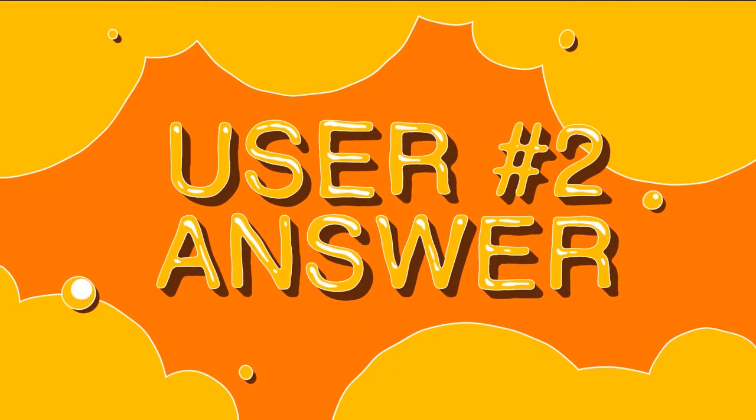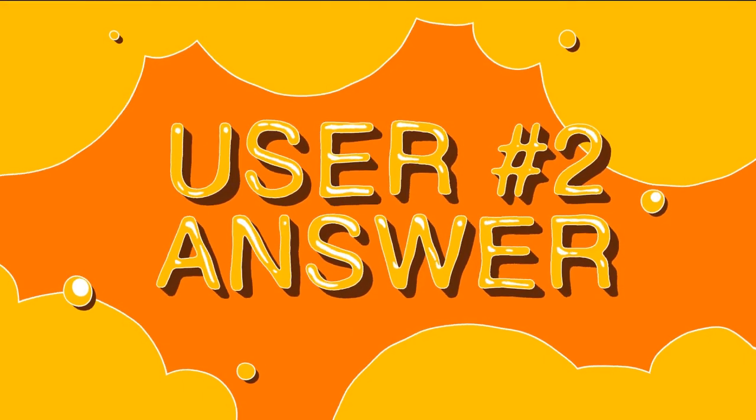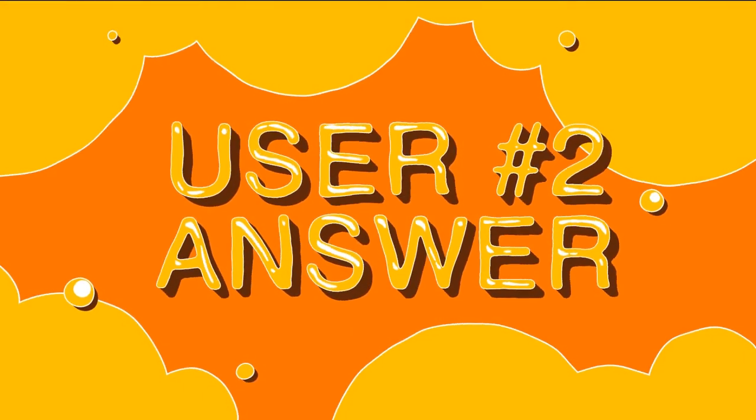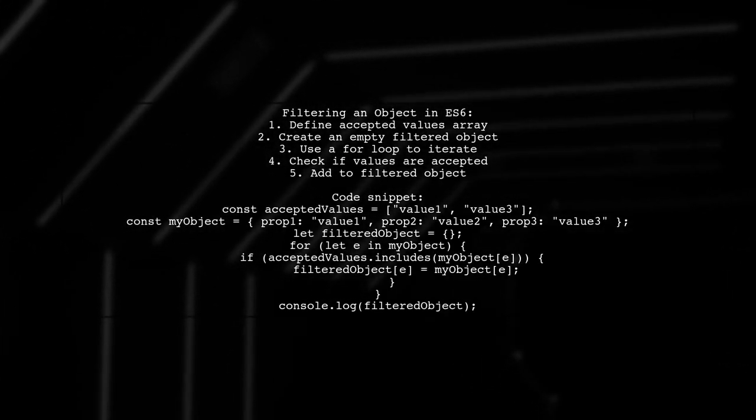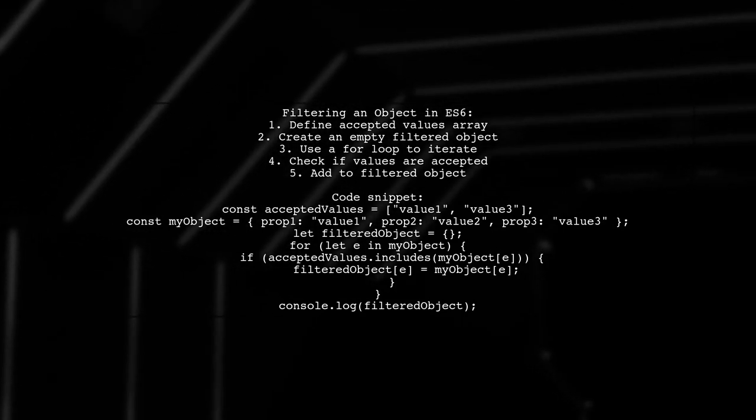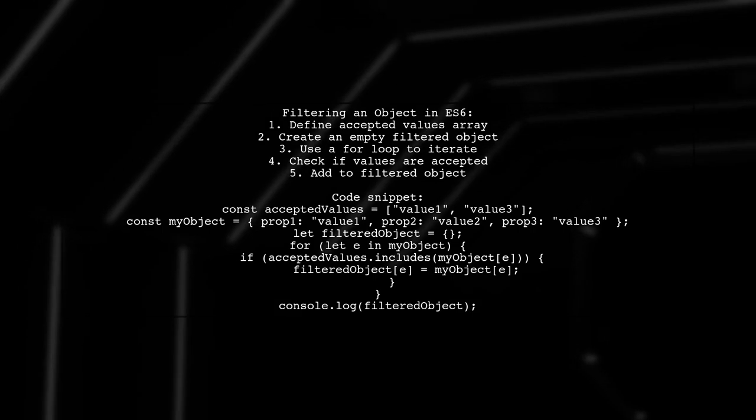Let's now look at another user-suggested answer. To filter an object by its values in ES6, you can use a simple for loop. First, define an array of accepted values.